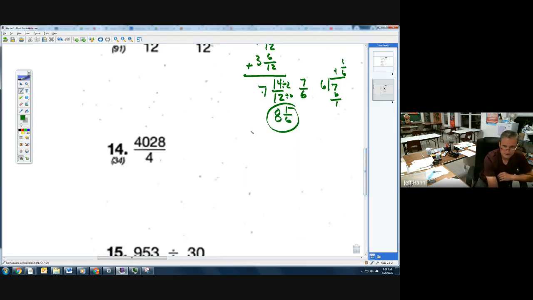Problem number 14 is just a division problem. 4028 is being divided by this bottom 4. Keep it neat, keep it straight. Everybody will be happy. 4 goes into 4 once.